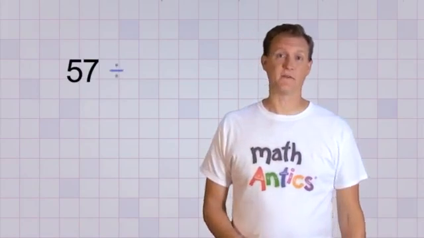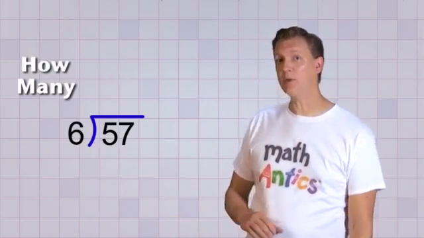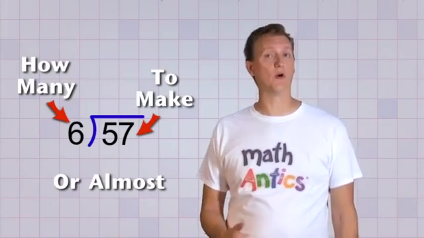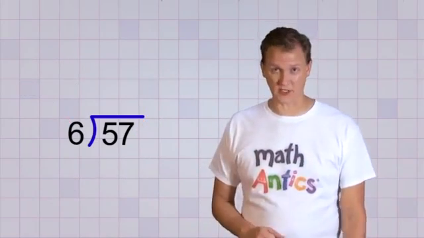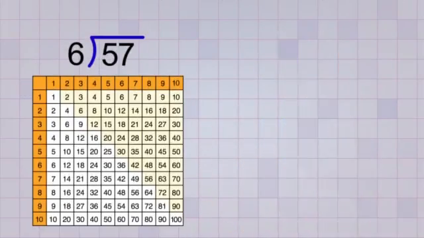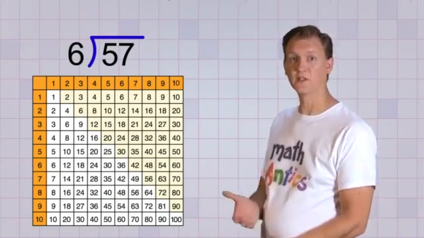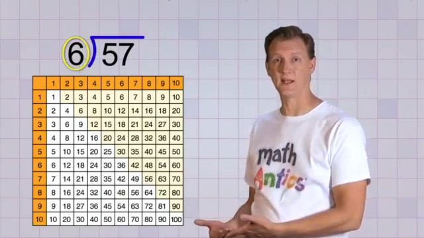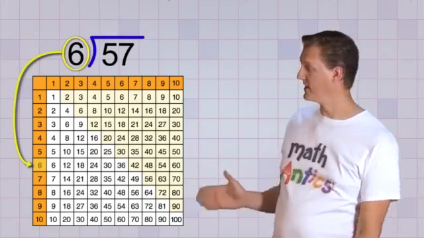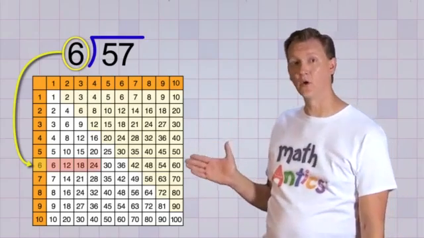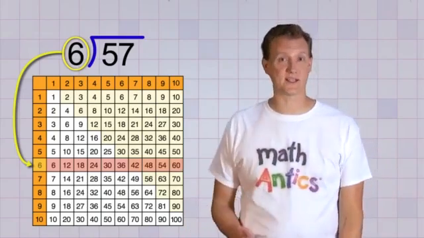Let's do 57 divided by 6. First, we set up our problem, and then we ask the question, how many 6s do we need to make 57 or almost 57? Well, this one's a little more tricky, so I think I might use a multiplication table to help me out. The nice thing about a multiplication table is that it shows me all the multiples of a number. For example, since I want to know how many 6s I need, I can look on this row of the chart and see all the multiples of 6. Here they are: 6, 12, 18, 24, 30, 36, 42, 48, 54, and 60.